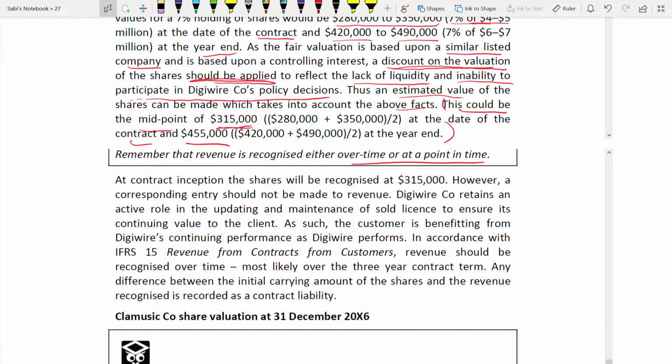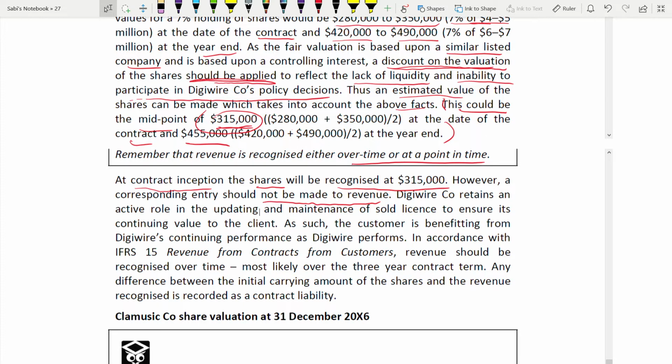Okay. So at contract inception, because recognition and measurement, you recognize at the contract inception only. So at contract inception, what will be recognized? The shares will be recognized at 315,000 because you have taken this midpoint at that date. However, a corresponding entry should not be made to revenue at that date, at the contract inception.